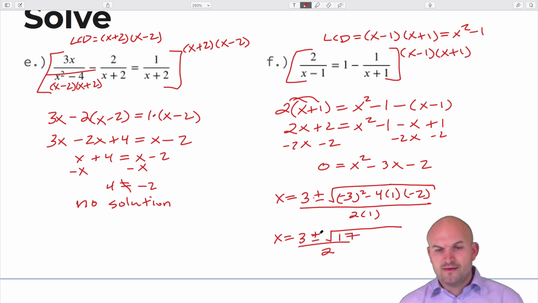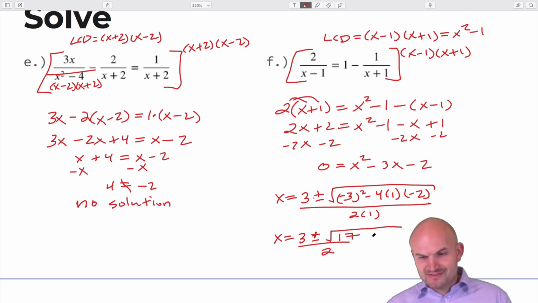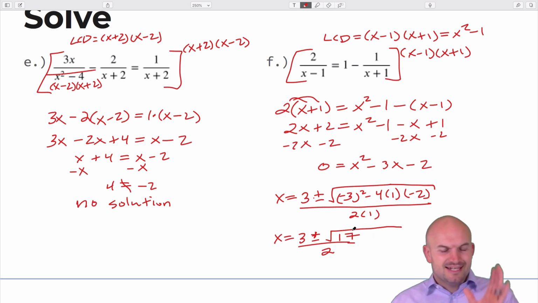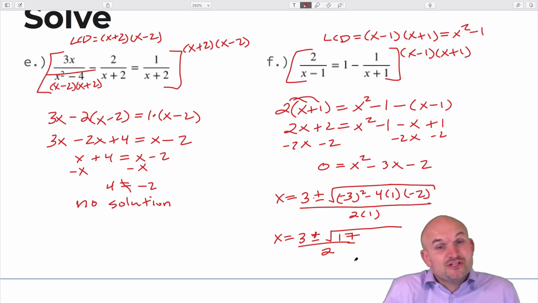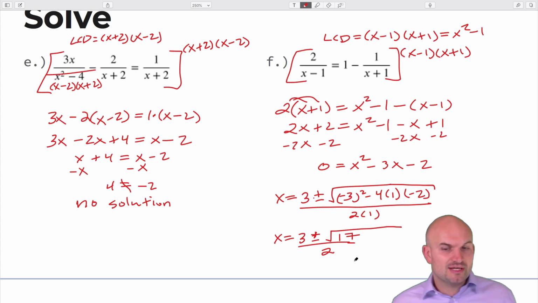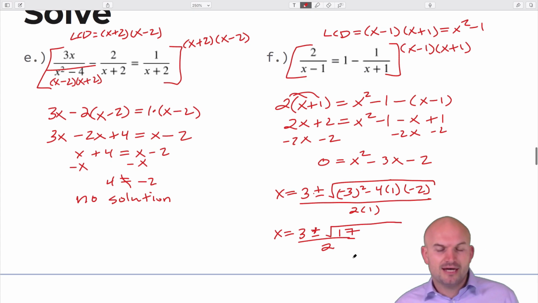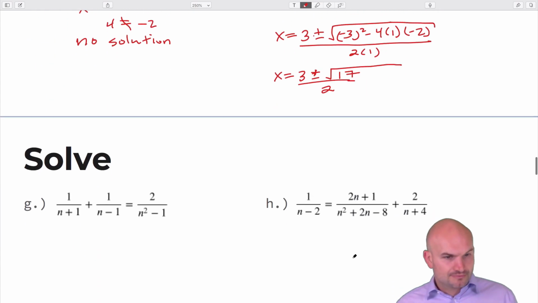Divided by 2. And it's pretty obvious to note that neither of those answers, when you plug them in, is going to make my denominator 0, because the only numbers that make my denominator 0 are 1 and negative 1. So neither of those is a problem. Those are your solutions, which are irrational. Perfectly fine. Just make sure you can apply the quadratic formula if it is non-factorable.